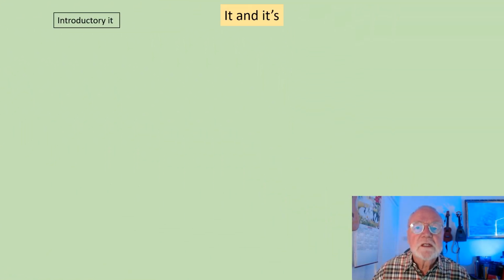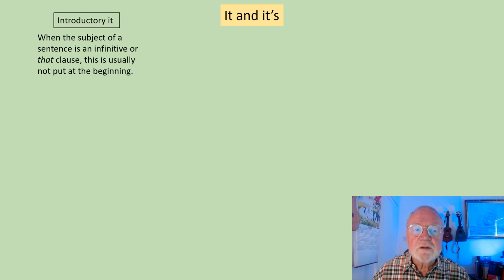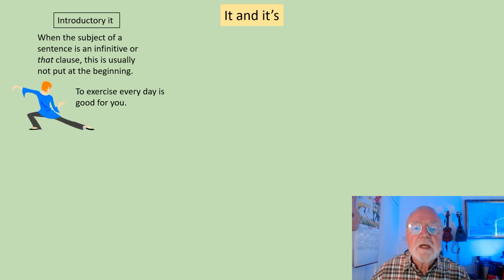We use it and its to introduce a sentence when the subject is an infinitive or a that clause. This is usually not put at the beginning. Here's a good sentence. To exercise every day is good for you, but it sounds very formal. So what we prefer really is a meaningless subject. We use it or its. It is, or it's if we're speaking, good to exercise every day.